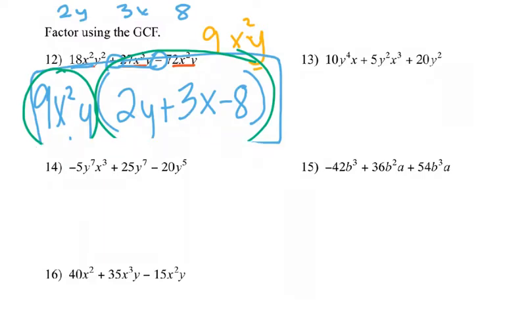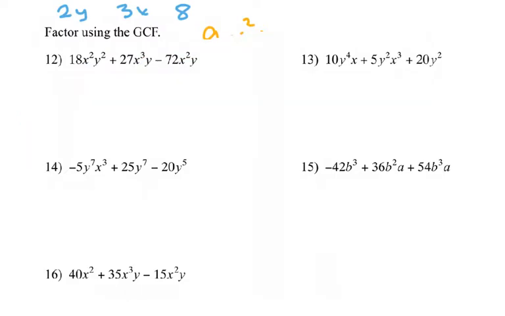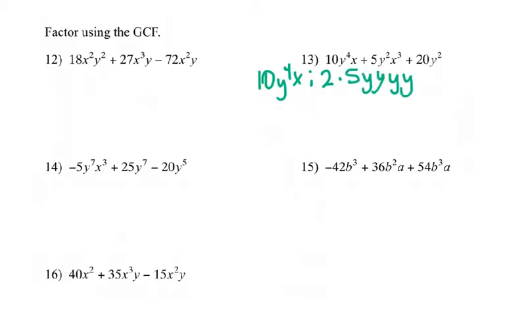Okay, so looking at these for the GCF, if you're having trouble finding the GCF, then you need to write it out like I did on this number 12. You need to write it all out, all the factors, and circle everything that they have in common. I'll do that with one more problem, and then after that I'll just write out what the GCF is. So on number 13, I'm going to write 10 and then y to the fourth x. So to write that out is 2 times 5 times y times y times y times y times x.